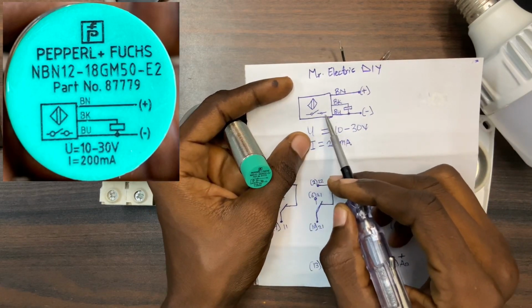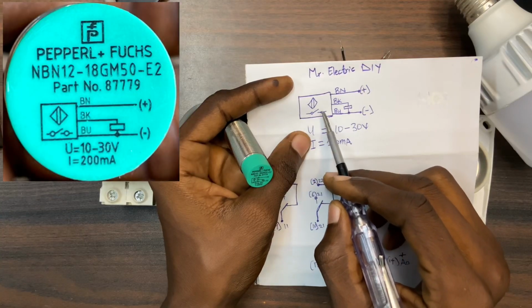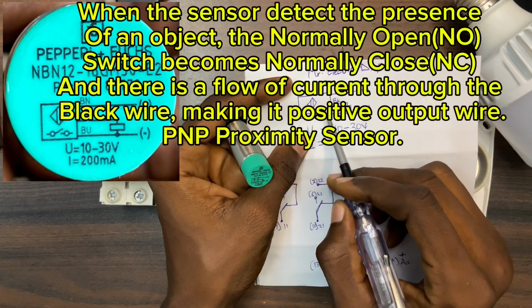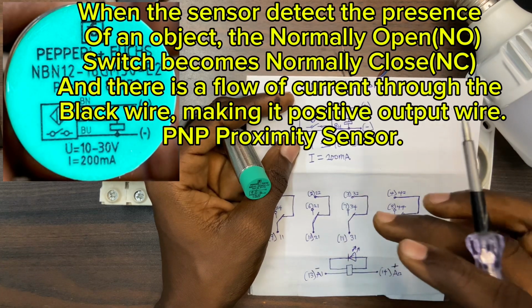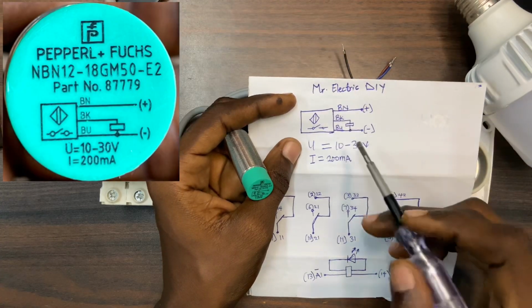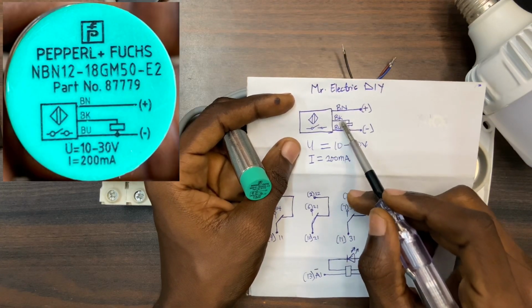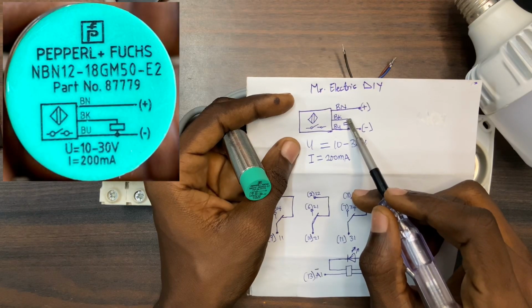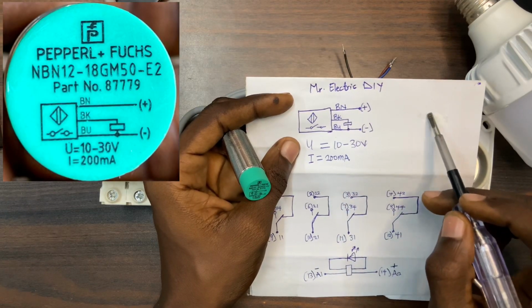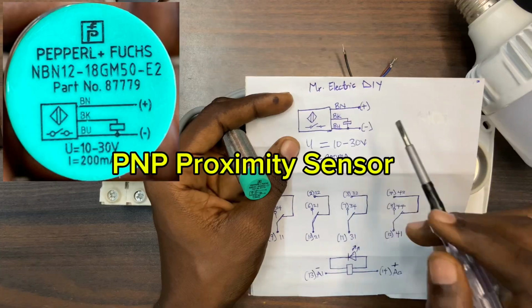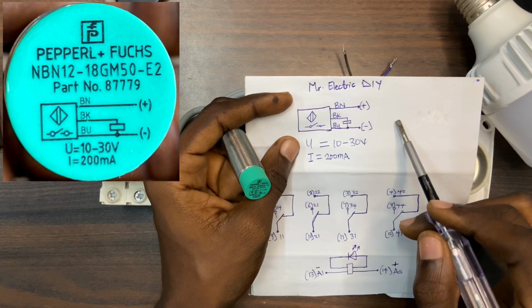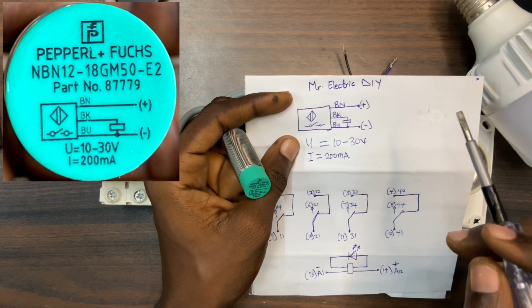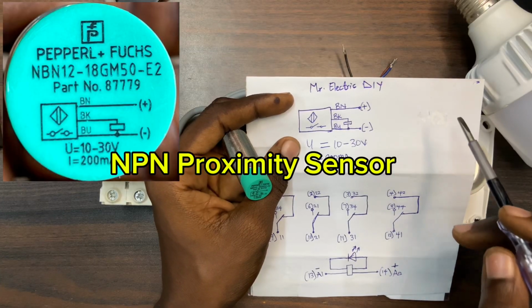And if you look at this, you can see that there's a normally open contact here, meaning this is a normally open inductive proximity sensor. And we have the black as the output signal. You can also say that this is a PNP proximity sensor, meaning the output signal is positive. If it is an NPN proximity sensor, it also means that the output signal is negative.